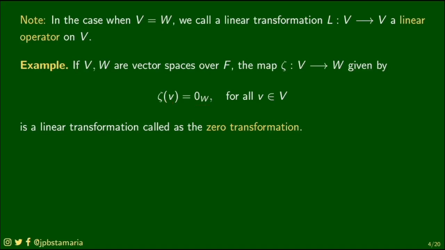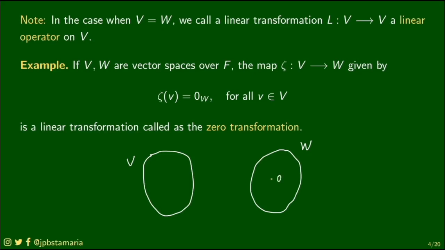For you to have an illustration in your mind, you can think of this as the vector space V and this as the vector space W. Of course, W is a vector space. It must have a zero vector in it. So the zero transformation zeta simply sends the entire V to the single point 0_W in the space W. So you can think of zeta as a mapping that collapses V into a single point. So this is the zeta function.